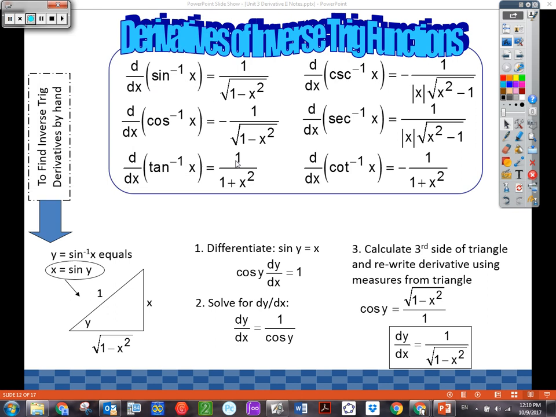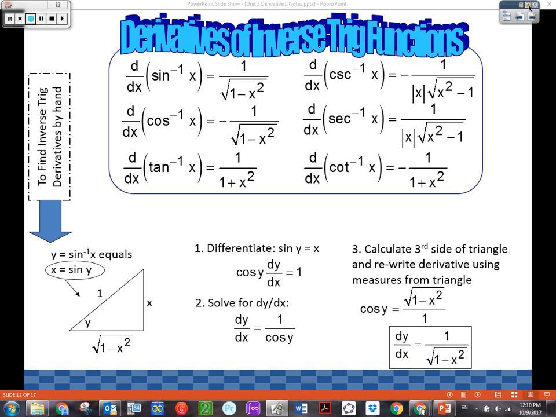Okay guys, let's take a look at today's lesson. We're looking at derivatives of inverse trig functions. You're thinking, wow, this is fantastic. I get more formulas to learn. Yay, right? We don't have enough yet.